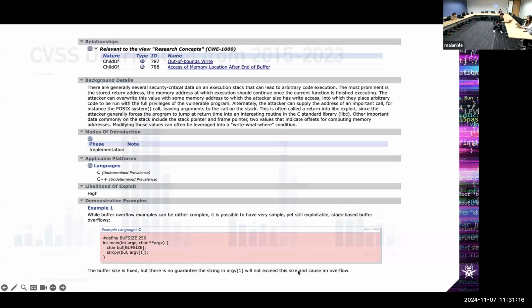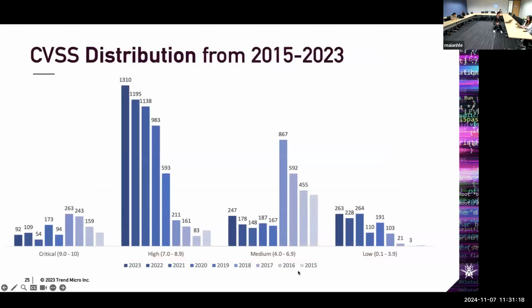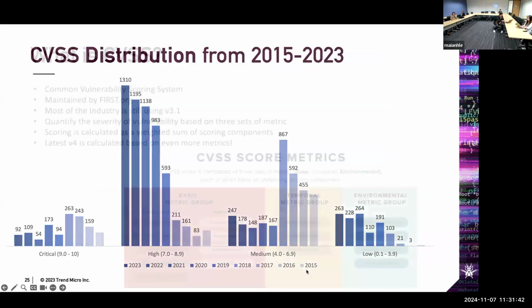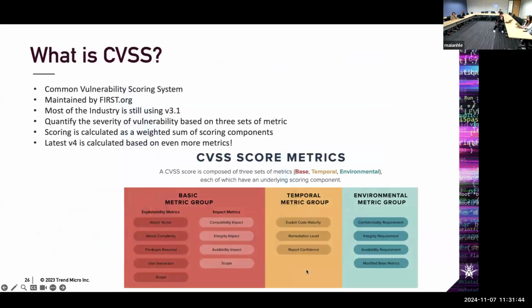And then, I want to talk about our disclosures a little bit more. This is the CVSS distribution of our bugs in the past 8 years. You can see it's a number that ranges from 0 to 10. From 9 to 10, that's critical. 7 to 9 is high, and then medium and low. So what it tries to do is measure the severity of the vulnerability.